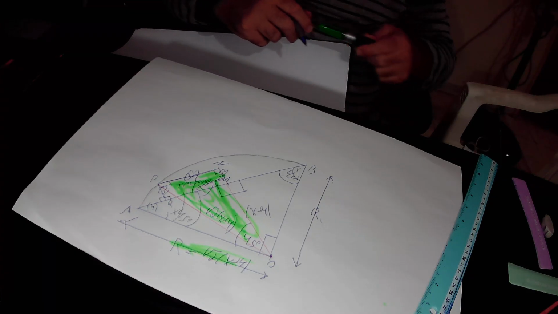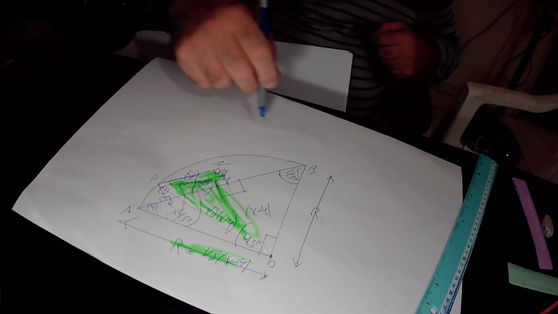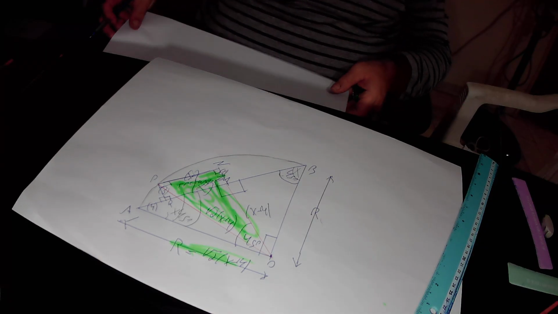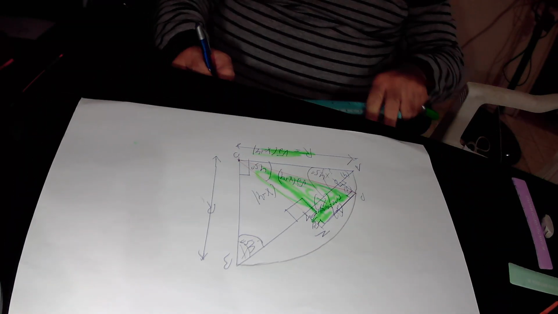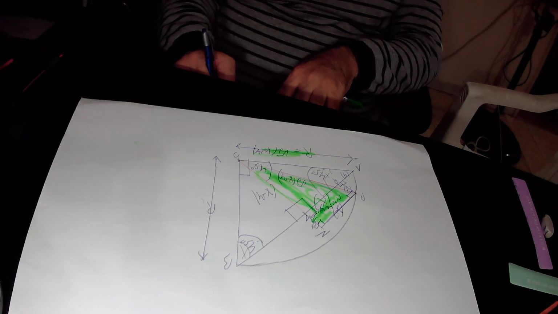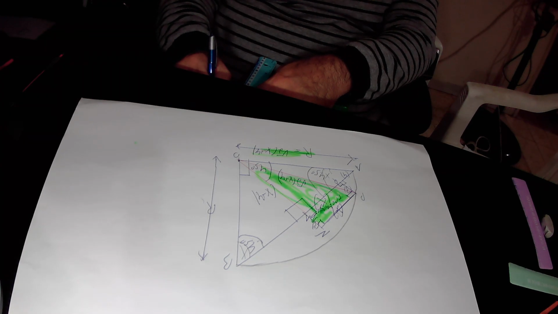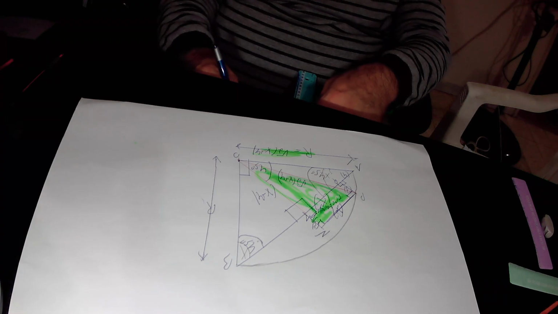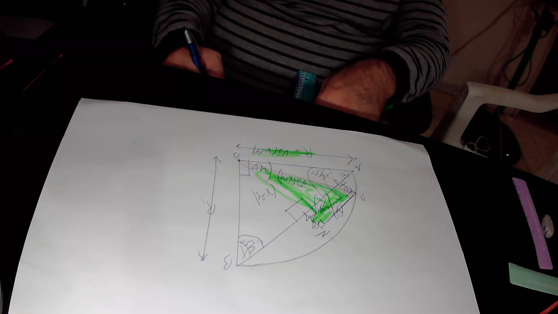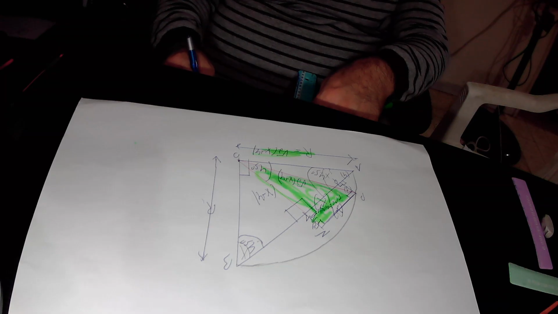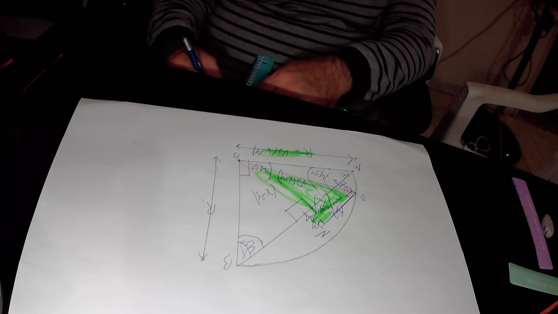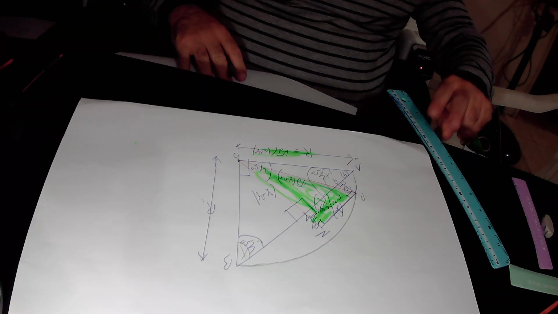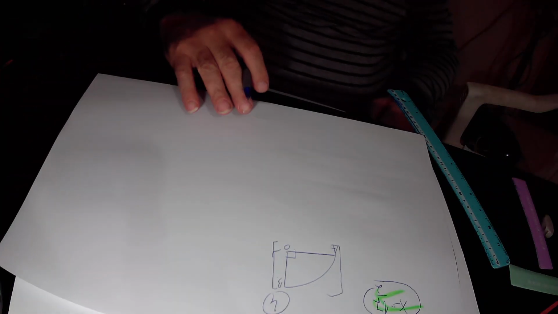Our task is to find out the area of this quarter circle A or B. So what is the area of this quarter circle A or B? And again, our task is to find the area of quarter circle A or B.